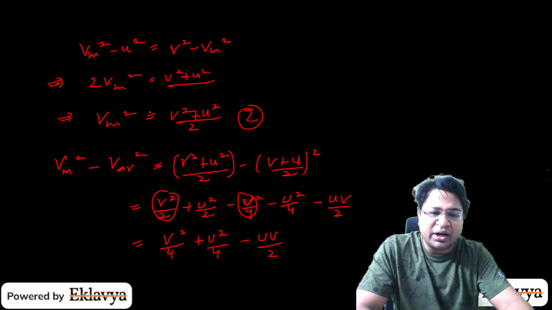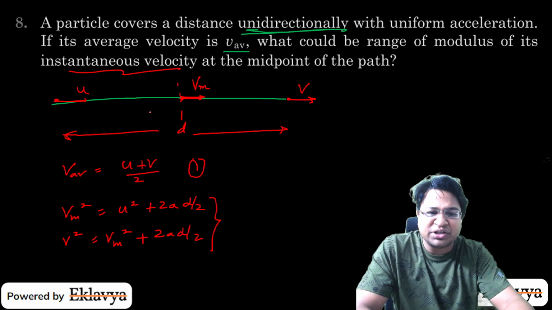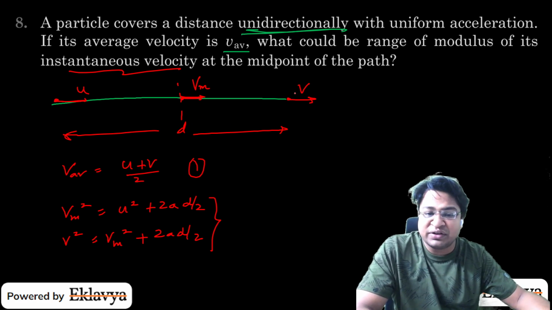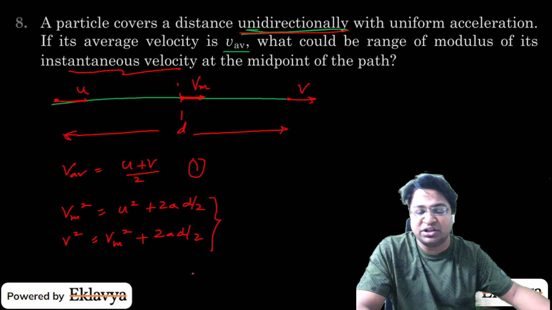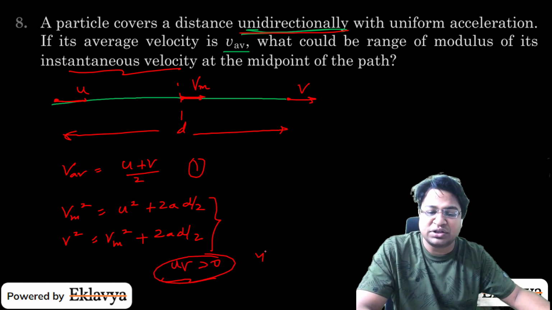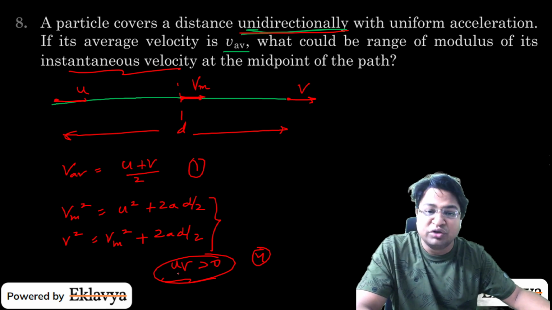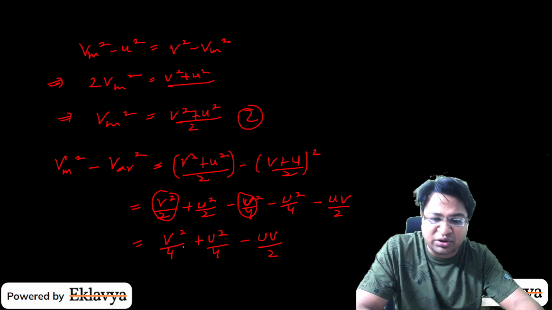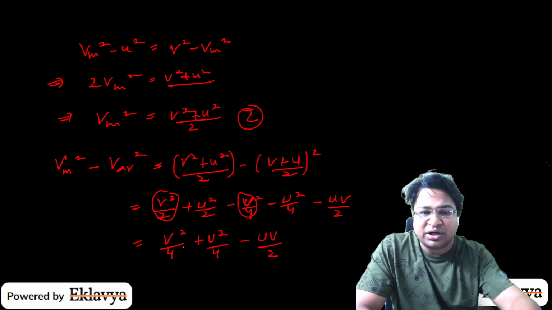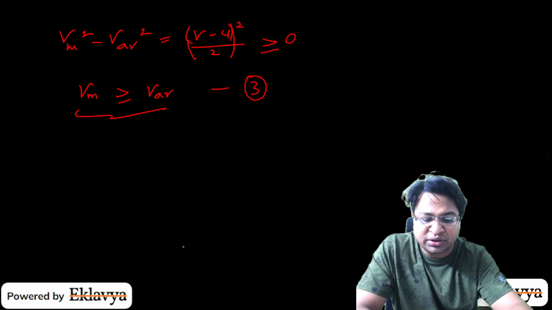Now, what else can we do? Pay attention to the fact that U and V will always have the same direction, because the question mentions that they are traveling unidirectionally. So the UV product has got to be greater than zero. We are going to make use of this. Let us call this the fourth condition: UV product will be greater than zero. I have to compare Vm and V average, so let me give it a thought what we can do here.